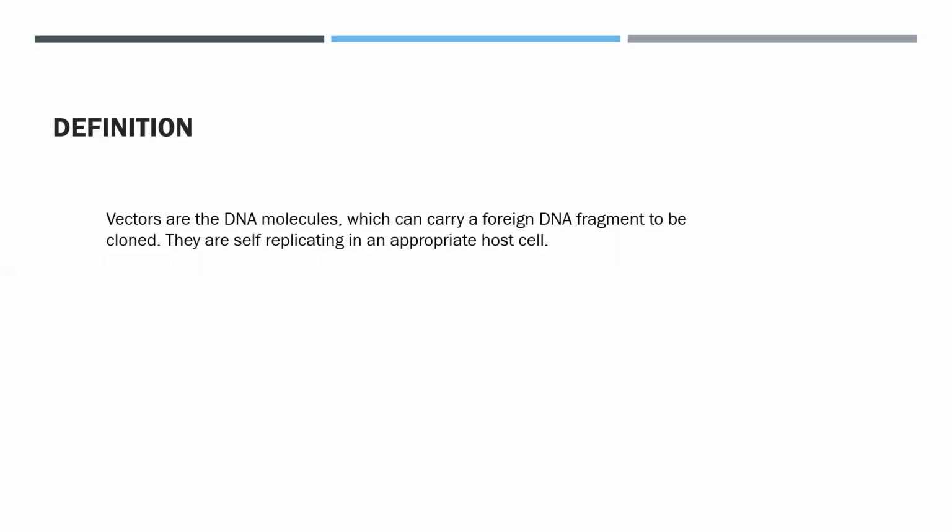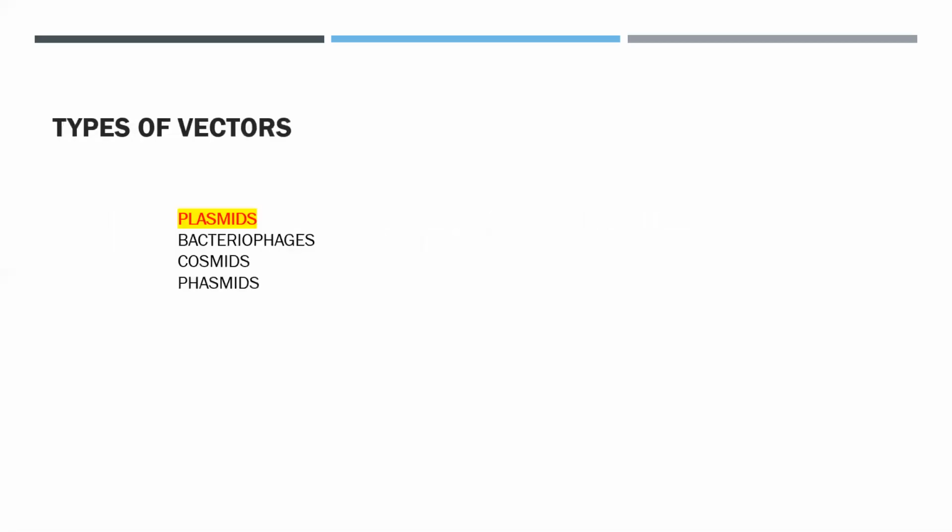Let's get into the details of the definition. Vectors are the DNA molecule which can carry a foreign DNA fragment to be cloned. Vectors is just like a vehicle. It is a DNA molecule used as a vehicle to artificially carry foreign genetic material into another cell. Another cell means it is a bacterial species. Okay, next.